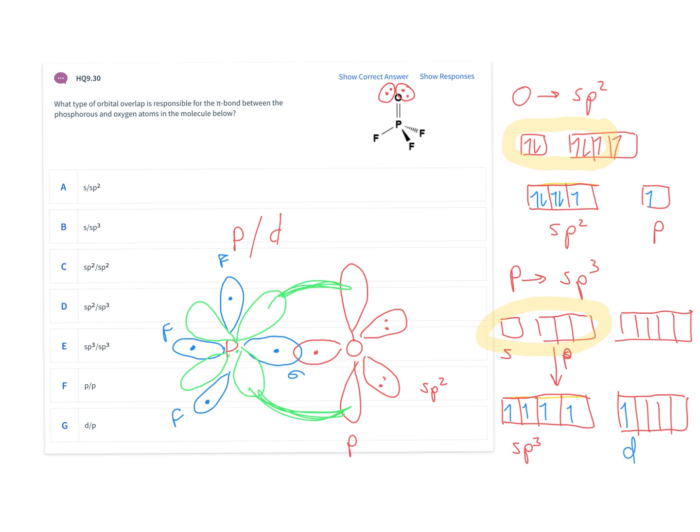The pi bond has to put the electron density somewhere else, and that's why we need either two parallel p orbitals to overlap above and below the plane, or we can use a p orbital and a d orbital in the case of phosphorus. I mentioned that when I was talking about pi bonds, but we didn't go over an example of that. So that's what makes this question tricky.